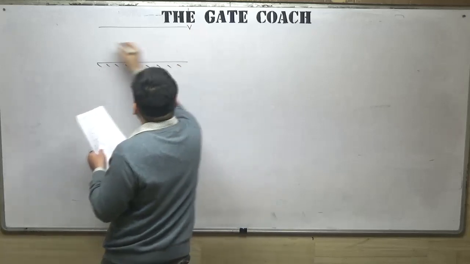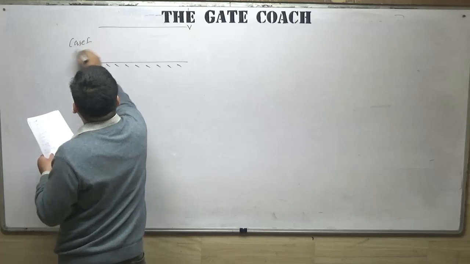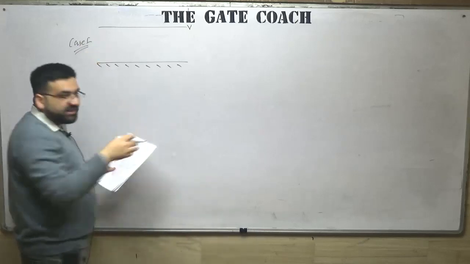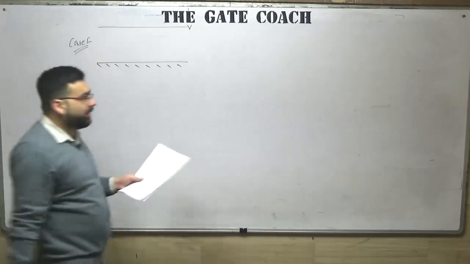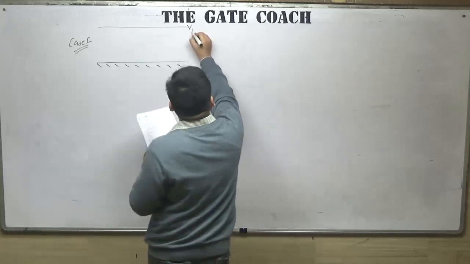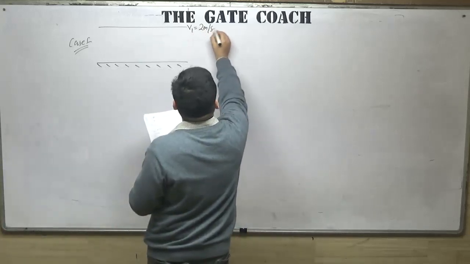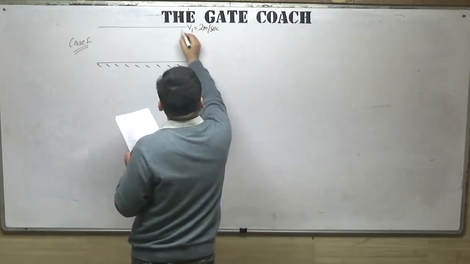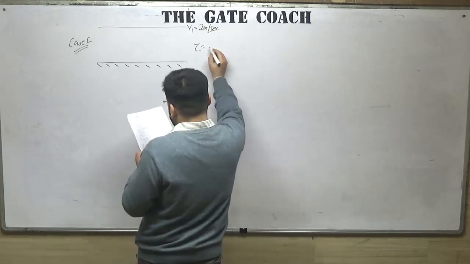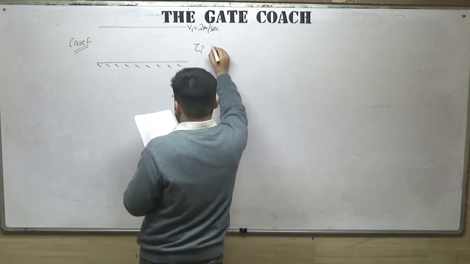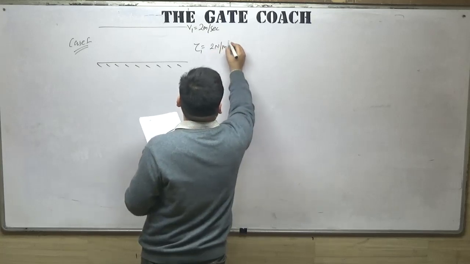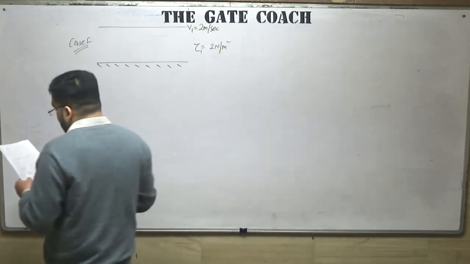This velocity, let us say this is case number 1. Students are saying that it was given in an experiment. So experiment or case, whatever, right? Case number 1. So the velocity in the first case is 2 meter per second, okay, and the shear stress, that is tau 1, is given as 2 Newton per meter square or pascals.